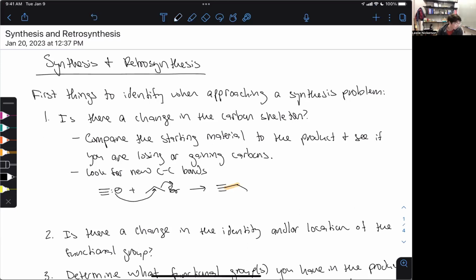Or we can also use a cyanide, which is going to be a very similar type of idea as the alkyne. An SN2 reaction, so that we get to something like that, making this new CC bond. So those are pretty much the only two ways right now.